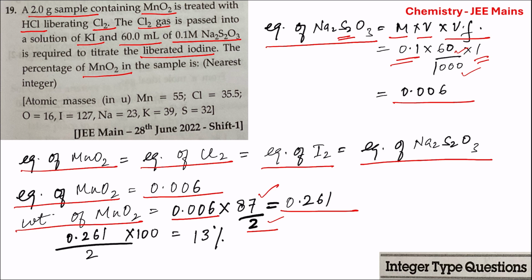Now the weight of MnO2 is known, the weight of the sample is known. So weight of MnO2 divided by weight of the sample into 100 will give the percentage of MnO2 in the sample, and it is equal to 13%.